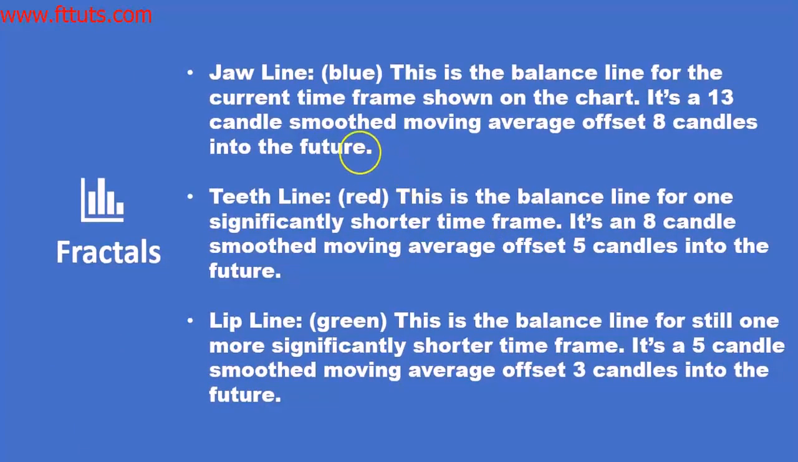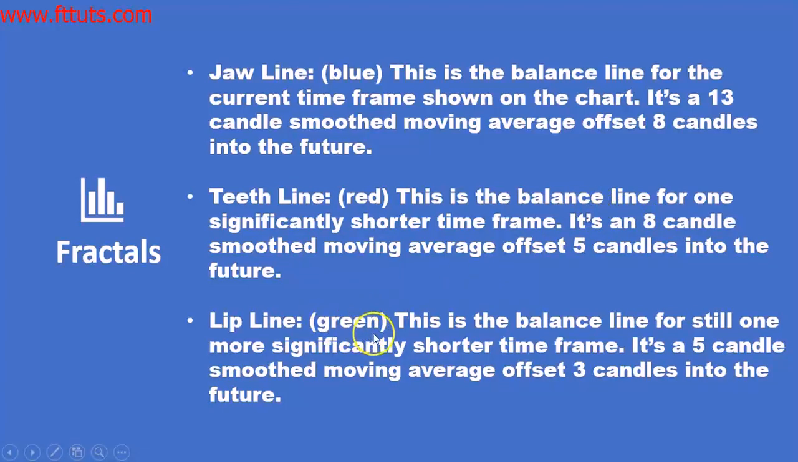So your jaw line, which is the blue line, is the balance line for the current time frame shown on the chart. It's a 13 candle smooth moving average, offset 8 candles into the future. Then your teeth line, the red line, is the balance line for a significantly shorter time frame, and it's an 8 candle smooth moving average, offset 5 candles into the future. So you can see everything is offset to the future, based on Ichimoku also.